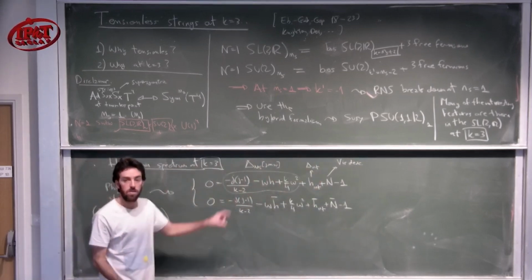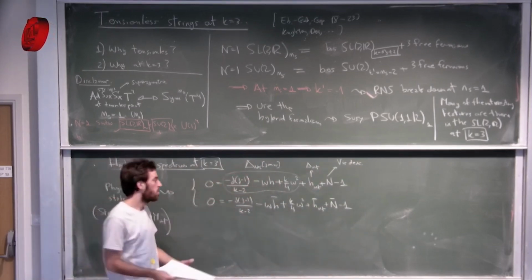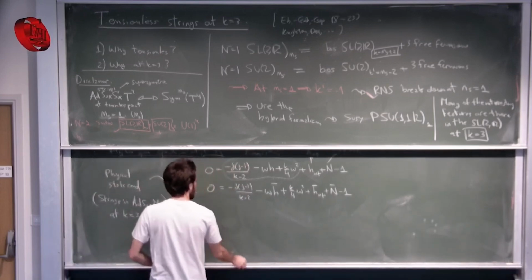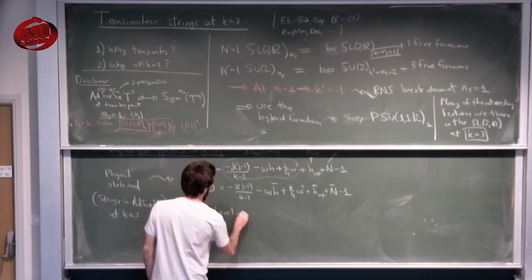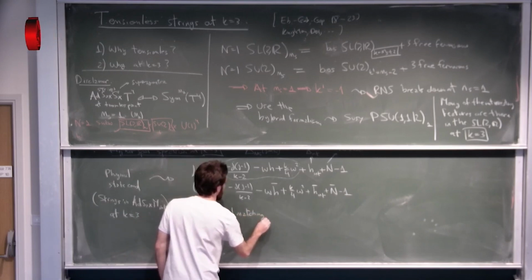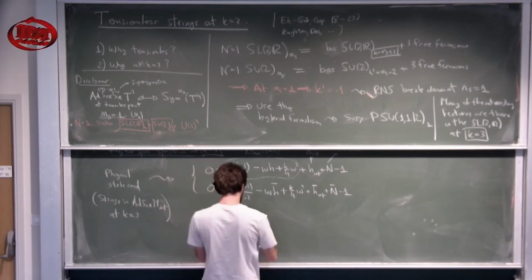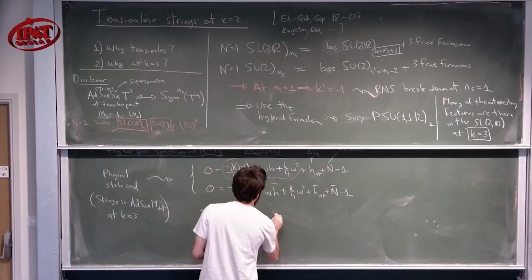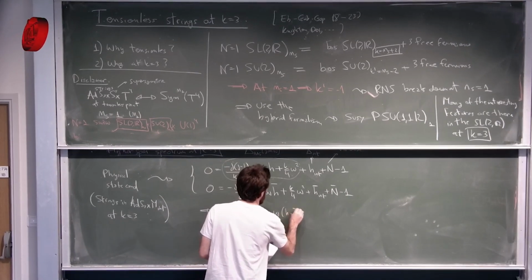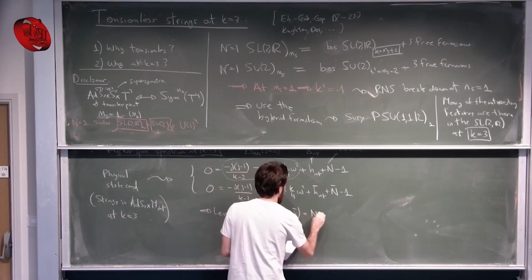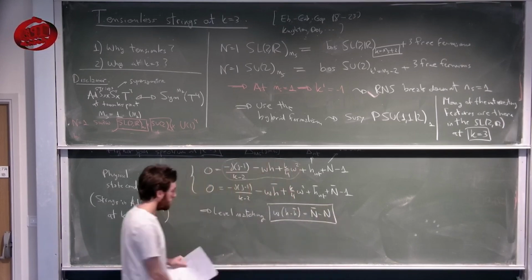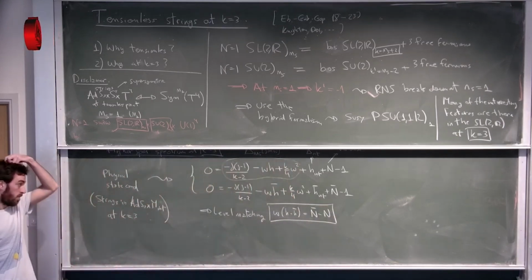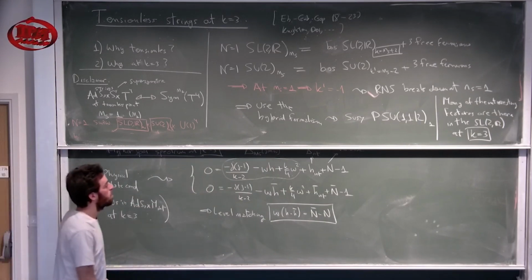And if you just subtract these two, you get the level matching condition, which is just omega times h minus h bar to be n bar minus n, because that's the only difference between holomorphic and anti-holomorphic.